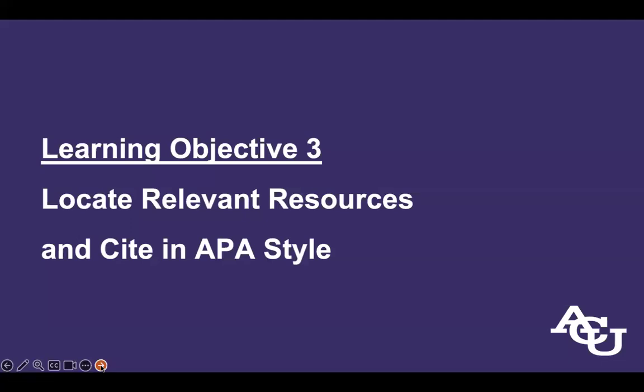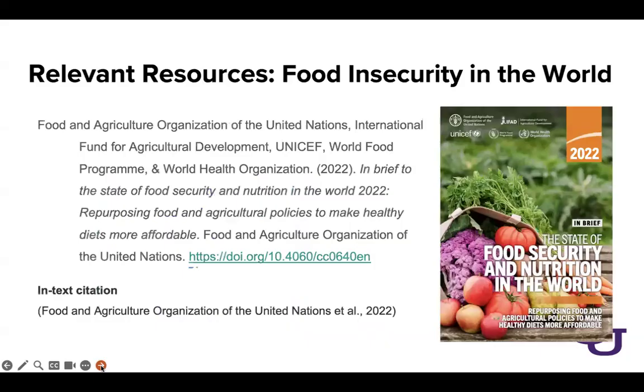So our third component is to locate relevant resources and cite them in APA style. We're going to talk some more about APA style because of the references page and how you might want to cite your very important points. And we're also going to talk about some up-to-date resources that you may want to use to gather data.